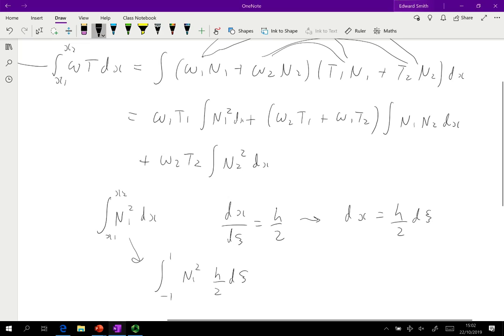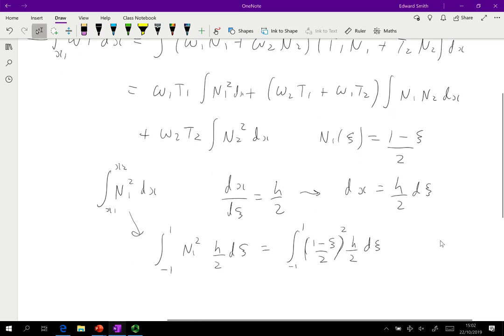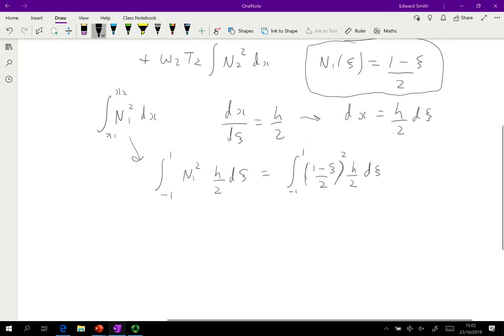Now, our expression for n1, if you remember, in terms of psi, is equal to 1 minus psi over 2. So what we end up having here is the integral of (1 minus psi over 2) times h over 2, all squared, d psi, between minus 1 and plus 1. Does that make sense? Anyone completely confused or seem okay? So all we've done is we've used this expression for the shape function, and we've used this mapping or change of variables. And this is exactly what you do with integration when you have complicated integrals. You use a substitution, and then you use the relationship of the substitution to replace the integral limits. So now the rest is just mathematics.